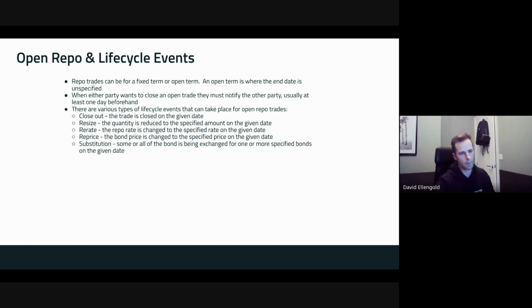Sorry, one side might say, the side that's lent the bond to the other one might say, I want to get all of that bond back, but I'm going to give you this other bond in its place. Or partial, it could be, I'm going to give you half of this trade that we've done, reduce it in half, and I'll give you this other bond in its place.